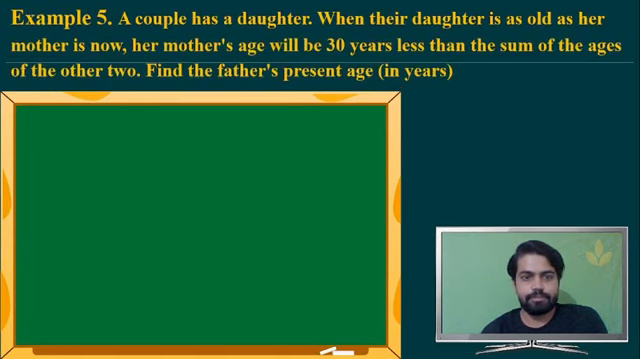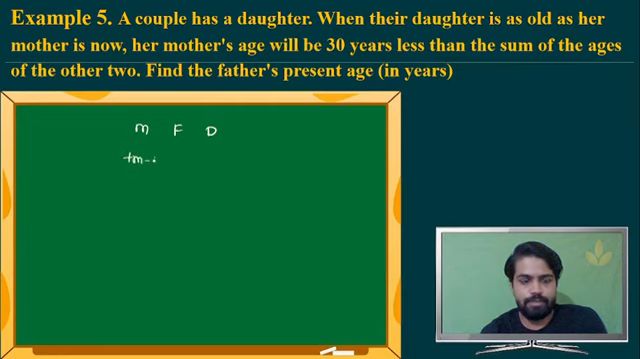Last question. A couple has a daughter. Let's assume the couple, mother and father, and daughter. When their daughter is as old as her mother is now, so how can a daughter become as old as mother? By adding the age difference, right? So now what is the difference between mother and daughter? That has to be added to all of them.